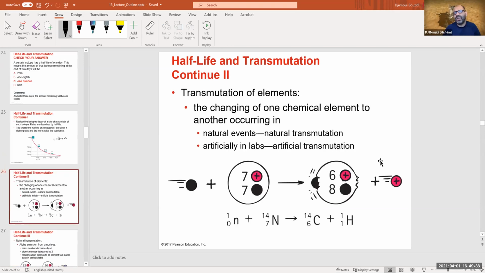So the transmutation of elements, the changing of one element to another, occurs in natural events, and artificially in the lab too. And this is actually what Mr. Rutherford did, using radioactive materials. In this case, energetic neutrons come from the cosmic radiation on their own. They come to the nitrogen, which is nitrogen-14. Once they do, they interact with it and eject, in this case, a proton. So this is actually a proton.